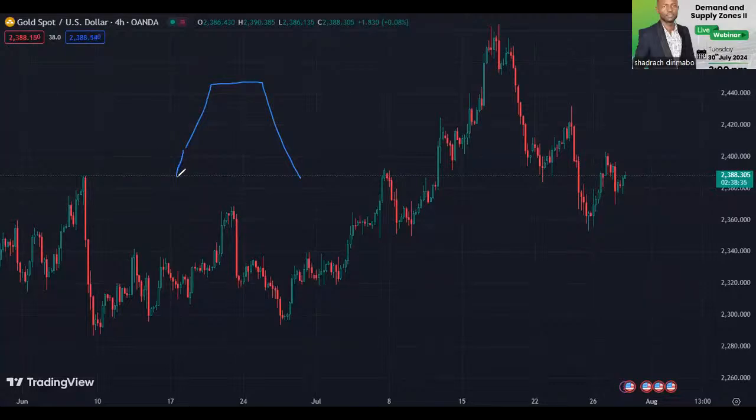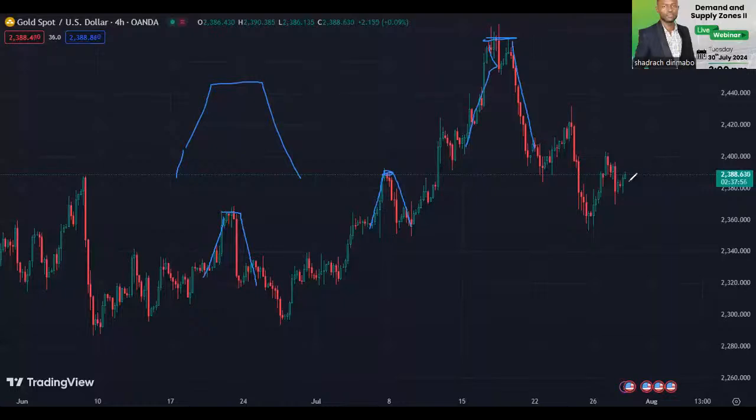Rally, base, drop. So how do we identify them? With what we have done so far, you can easily identify them. Let's look at it. Example: rally, rallied up. That's the base point here. And then it dropped. Again, we have this rally. That's the base point here. It dropped. That's what I'm talking about, to identify supply zones. Let's look at this. Rally, a base point here, and then it drops. So that's a rally base drop.